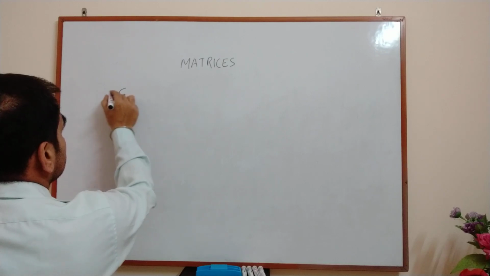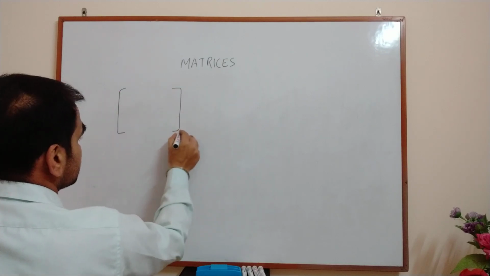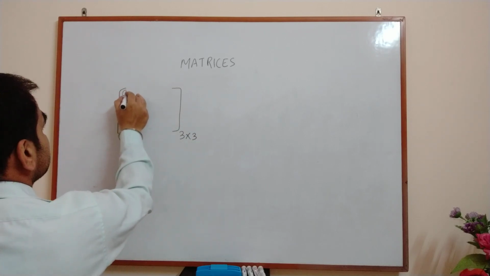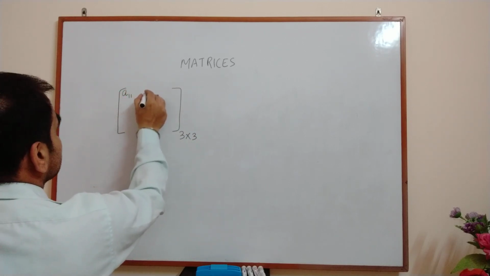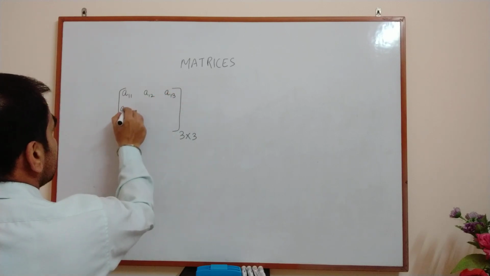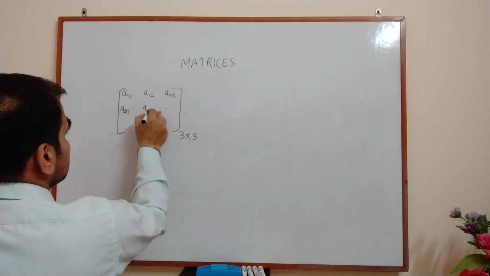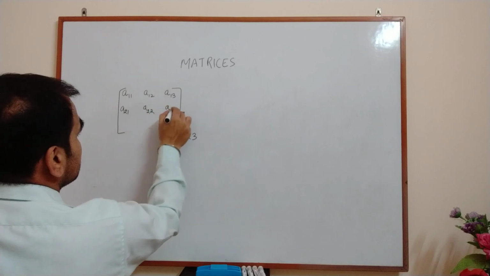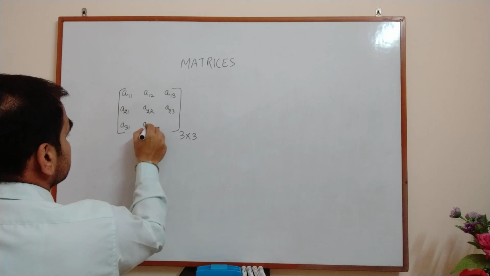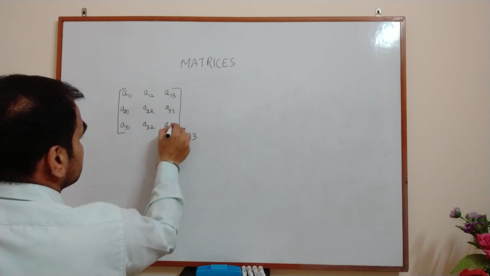Suppose we have a matrix of order 3 cross 3. This is a square matrix. So the first element can be written as A11, then A12, then A13. This is A21, this is A22, this is A23, and the third row, first column, A31, A32, and A33.